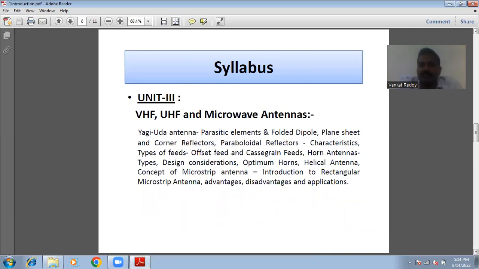Unit 3 is about very high frequency, ultra high frequency and microwave antennas. Basically six antennas, real world antennas, are discussed here. Folded dipole antenna, parabolic reflector antenna, horn antenna, helical antenna, and microstrip antennas are the ones which are recently introduced in this URR 18 course. Rectangular microstrip antenna is the current research topic that is going on in microwave antennas.